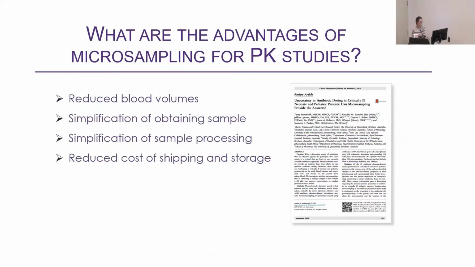So then we thought about the use of microsampling for pharmacokinetic studies and what the advantages of microsampling were. In the neonatal and pediatric patient, that reduction in blood volumes is significant. But further than that, you can also see a simplification of obtaining the sample. So samples can be taken from a finger or heel prick rather than a cannula or venipuncture.